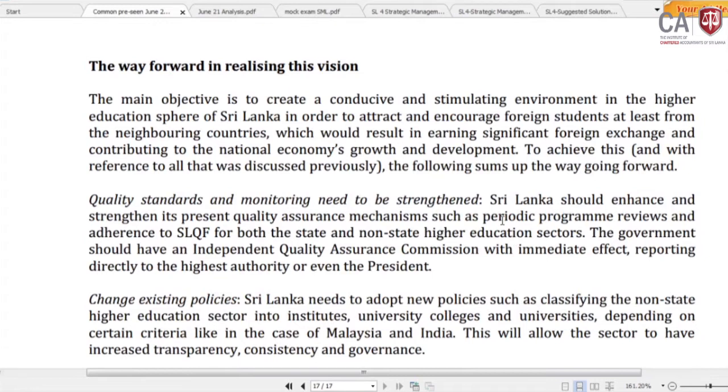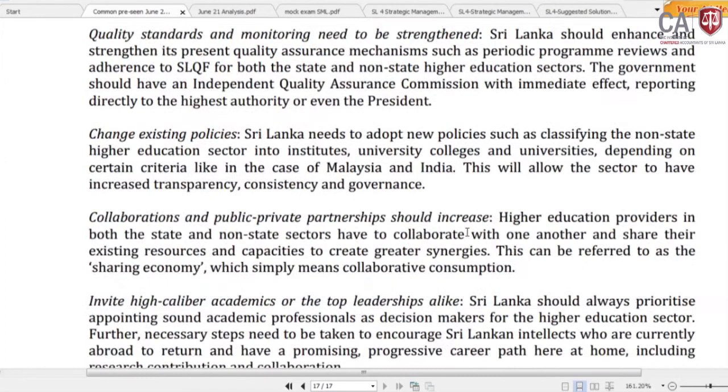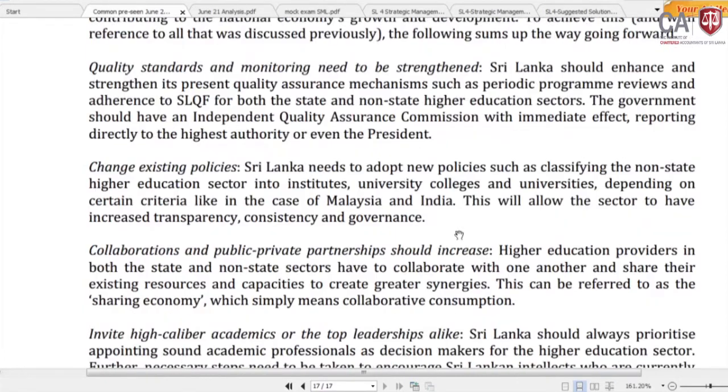The way forward in realizing these visions, the main objective is to create a conducive and stimulating environment in the higher education sphere of Sri Lanka in order to attract and encourage foreign students at least from the neighbouring countries, which would result in earning significant foreign exchange and contribute to national economic growth and development. So, he is suggesting some proposals on that.